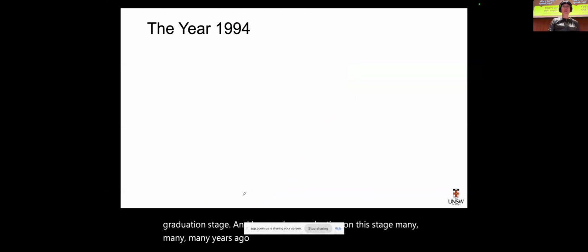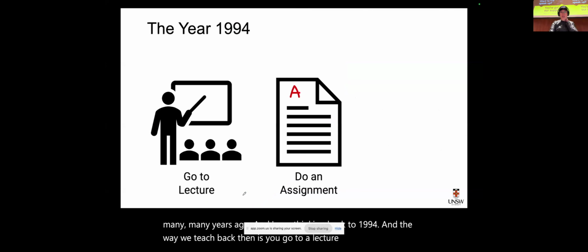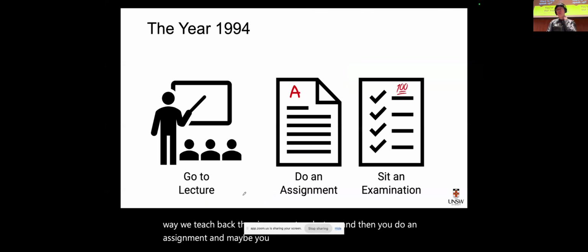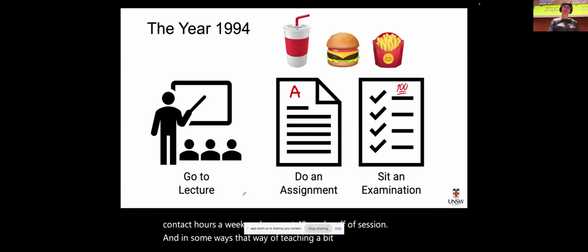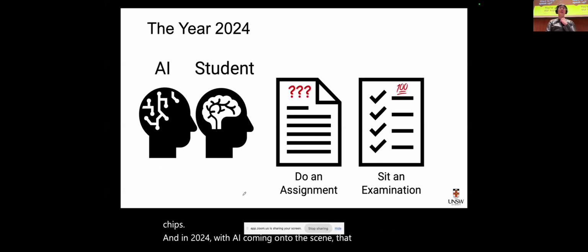And I was thinking back to 1994, and the way we taught back then is you go to a lecture, and then you do an assignment, and maybe you have an examination, and you got 30 contact hours a week, and you got 14 weeks of session. And in some ways, that way of teaching is a bit like McDonald's. You got your lecture, you got your burger, you got your chips. And in 2024, with AI coming onto the scene, that changes a lot already.